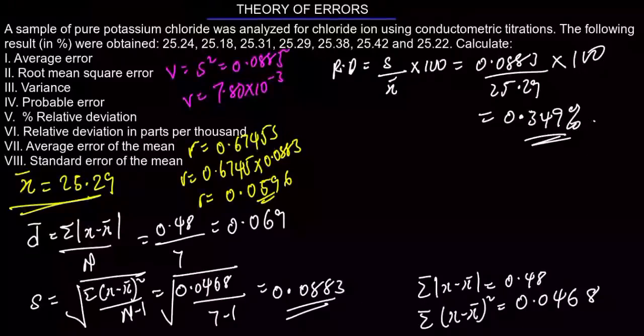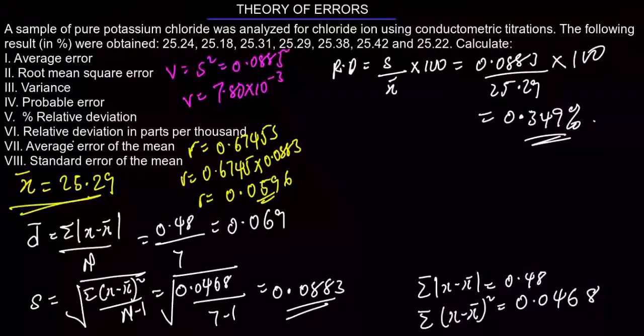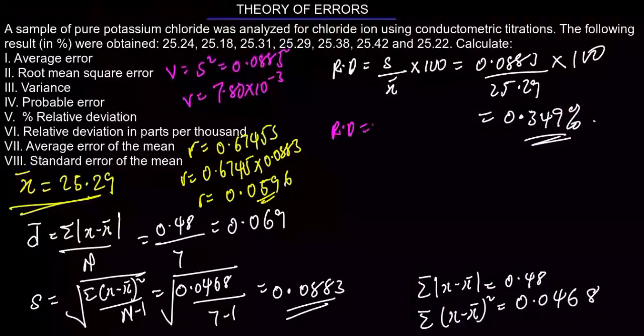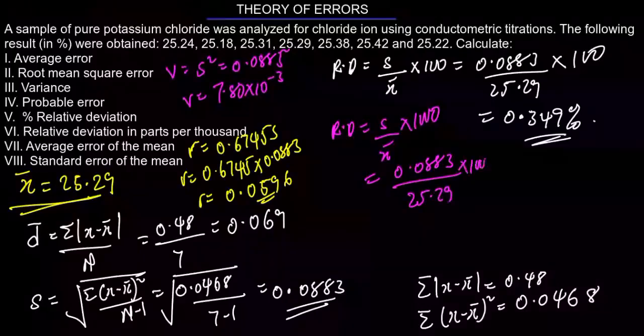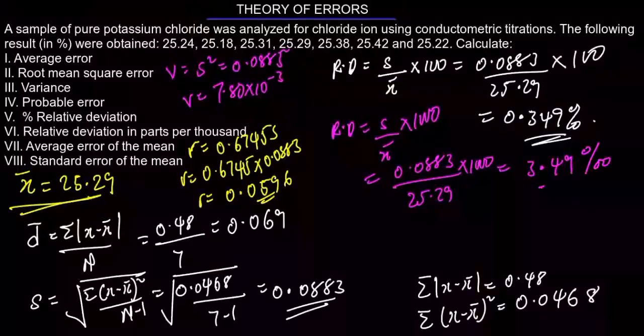So I've gotten that. Next one is this. We want to calculate the relative deviation in parts per thousand. It's very simple. You see this relative deviation here? Just multiply it by 1000. So that'll be 0.0883 all over 25.29, then times 1000. You know that your units will be different. So that will give me 3.49 like this. You can see that?